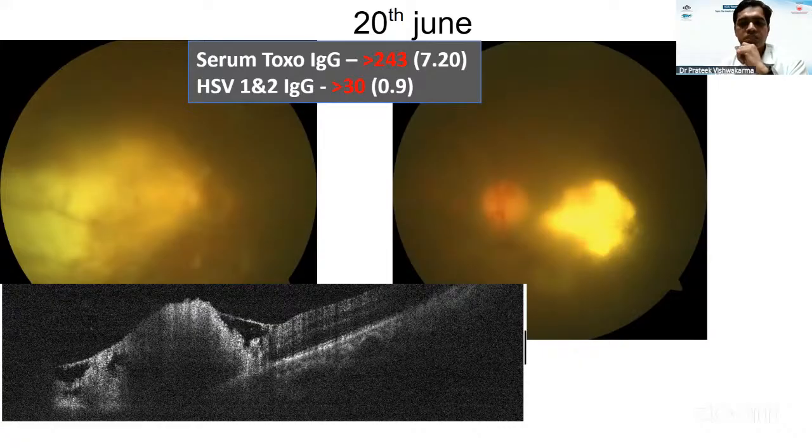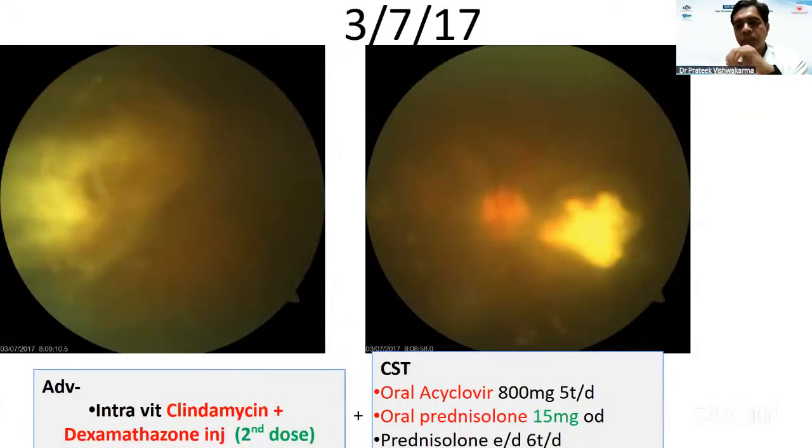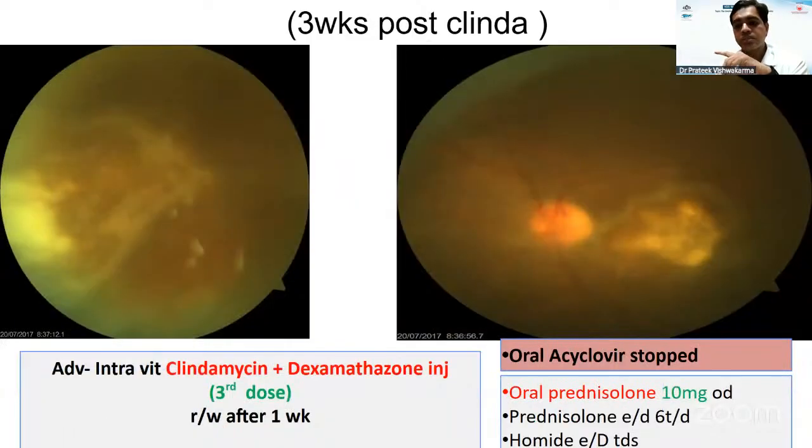On this visit, we continued the patient on oral acyclovir, and we gave the first intravitreal injection of clindamycin and dexamethasone. After 1 week, we found that both retinitis lesions had started to resolve significantly. We continued oral acyclovir and gave the second dose of clindamycin and dexamethasone. After the second dose, both patches had again reduced significantly.